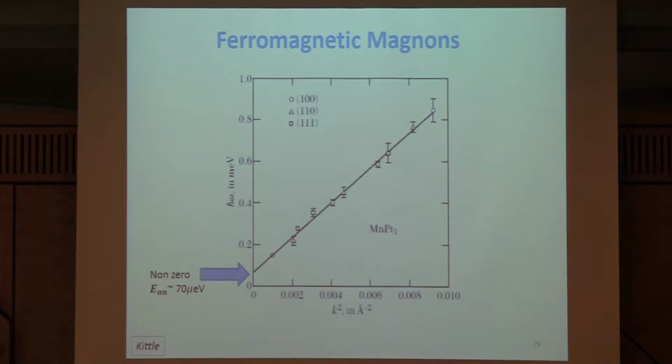If you do the measurement, here it's rather nice, isn't it? In manganese platinum, something with a reasonably strong anisotropy. This is just the magnon energy against the wave vector squared. At low k, it's a nice linear dependence, and the intercept here is not zero. So you can almost read off that in this material there's an anisotropy energy of order 70 or so micro electron volts, which is quite strong for a ferromagnet.